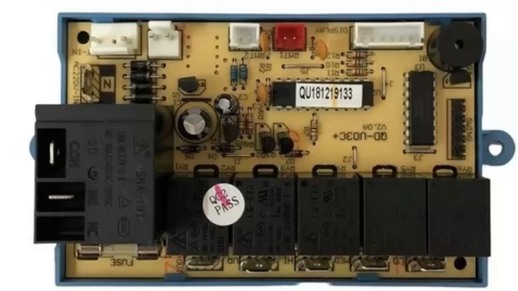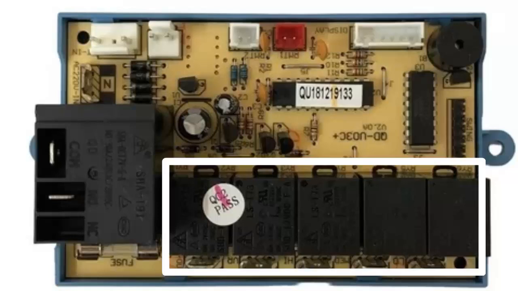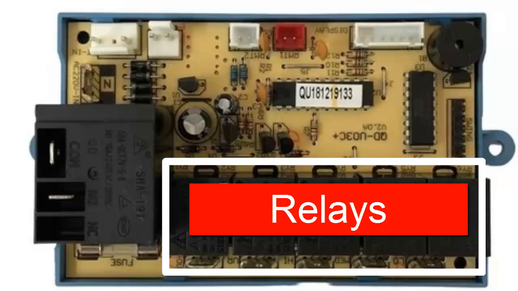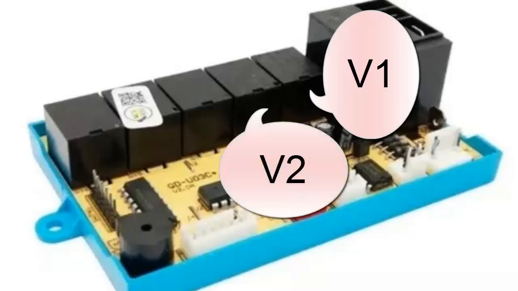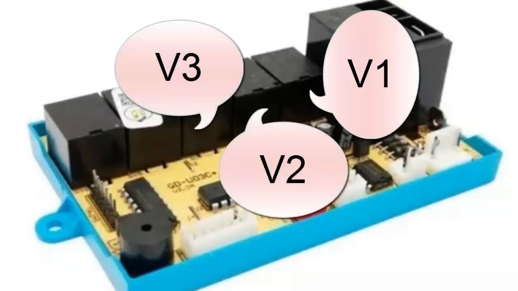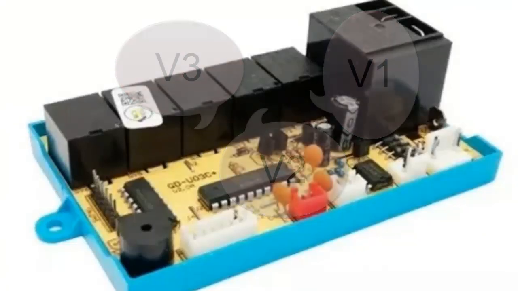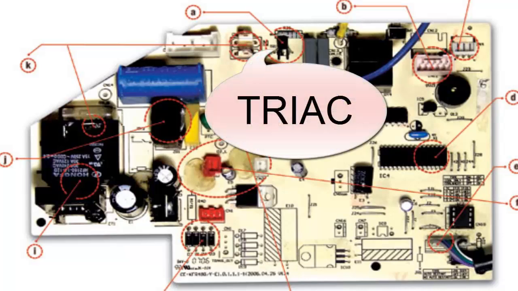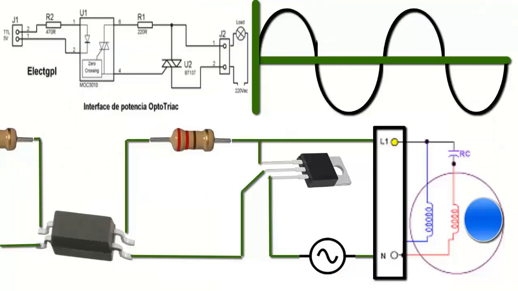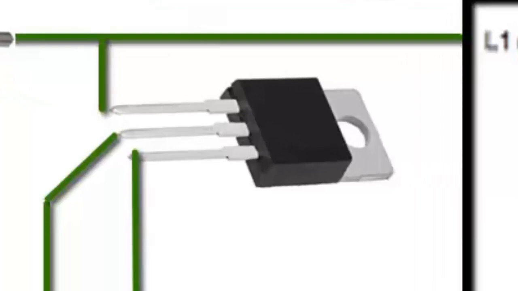There are electronic boards that use relays to control both the operation and speed of the fan motor. In this context, it is crucial to use a specific relay for each speed. However, more modern electronic boards opt for a different approach. Instead of using multiple relays for each fan speed, they incorporate an electronic control device known as a Triac, which manages all control through a single device.